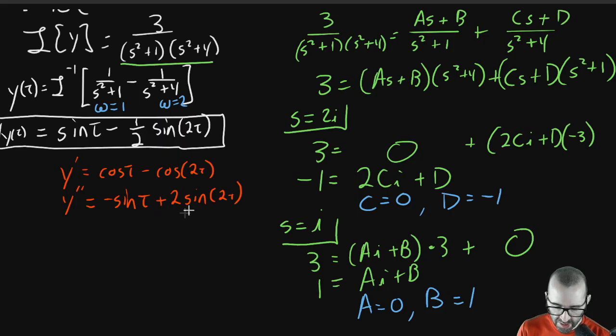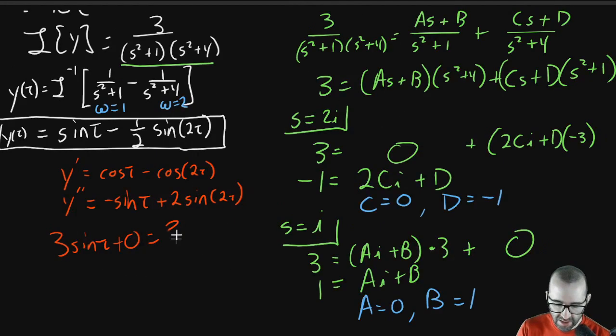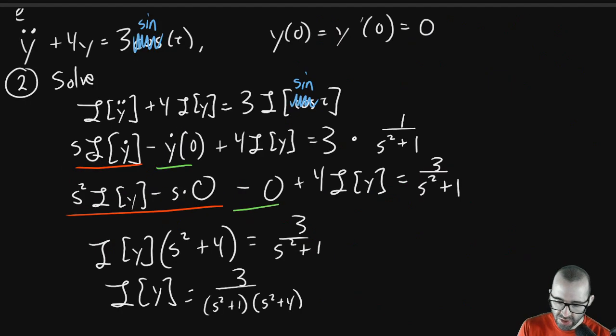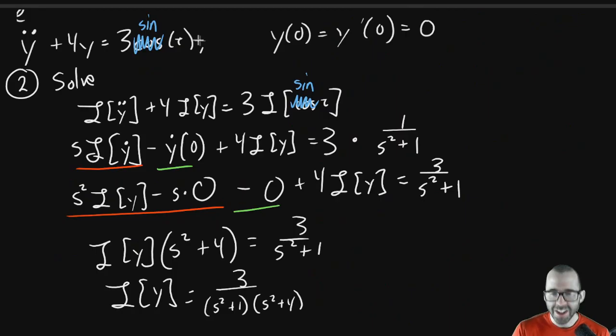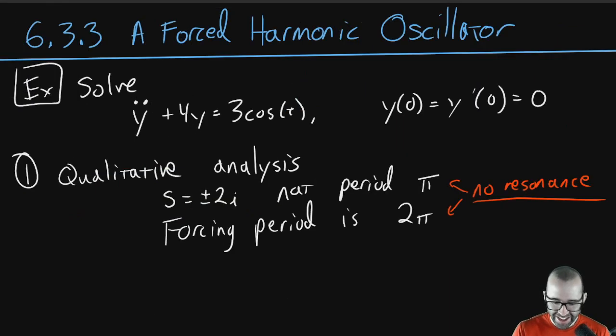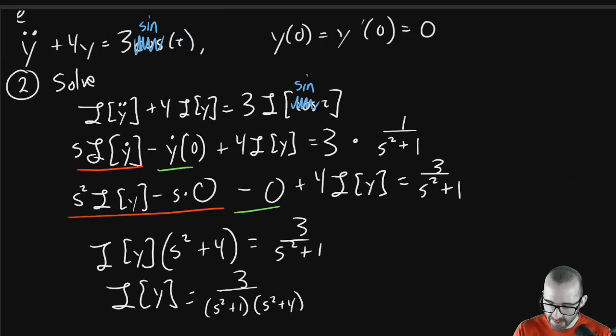So y double dot plus 4 of this, what is that going to get? This plus 4 of this, it's going to give us 3 sine of t. This plus 4 this is going to cancel each other out, plus 0, and that indeed equals 3 sine of t. And does it check out the initial conditions of initial position and velocity being 0? Plug in 0, you get 0. Yep. Plug in 0 into this, and you also get 0. So this is indeed our solution to a slightly different differential equation than I originally wanted to give you. My apologies for that oversight.